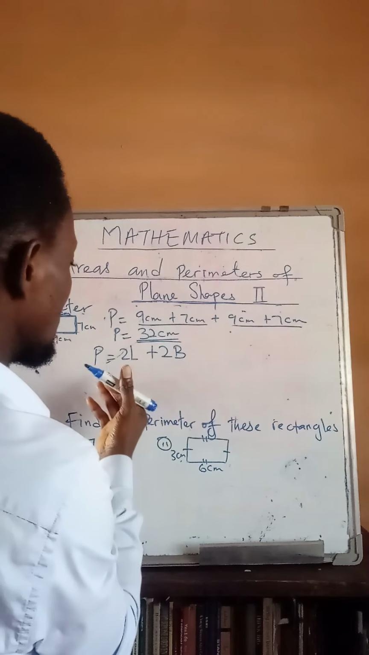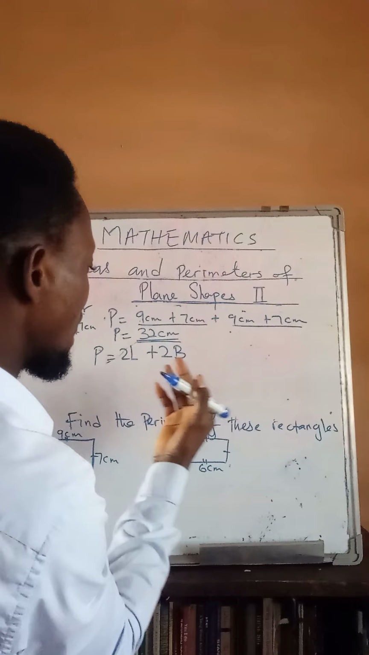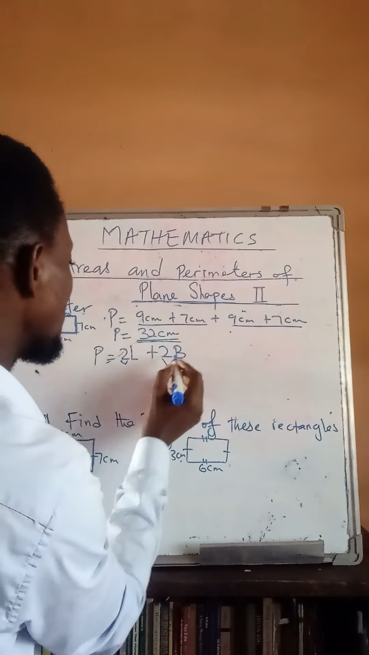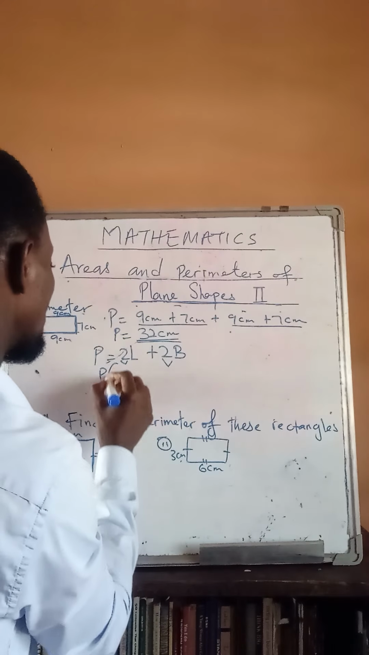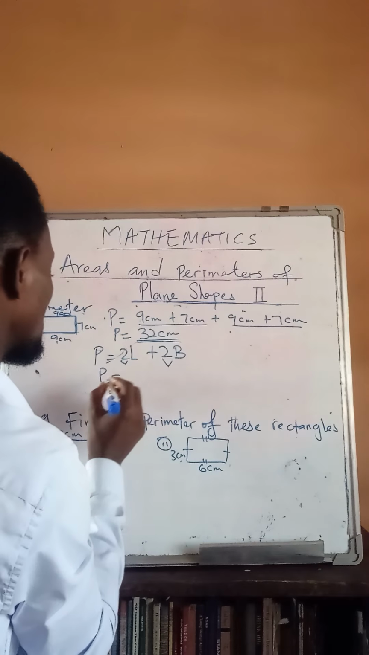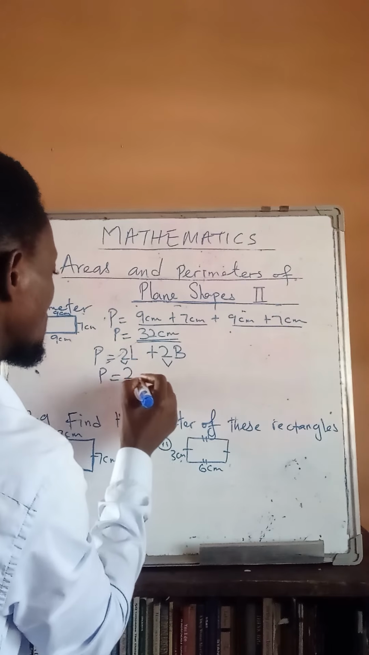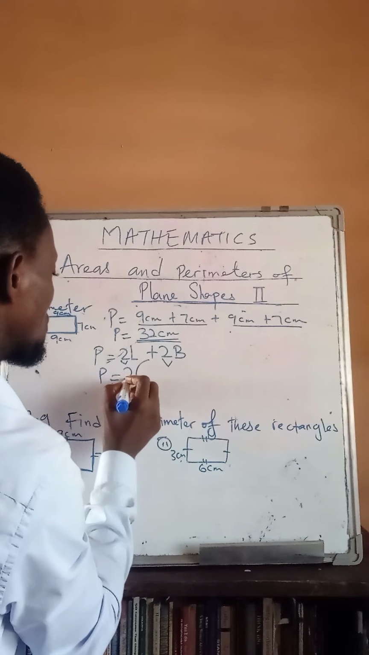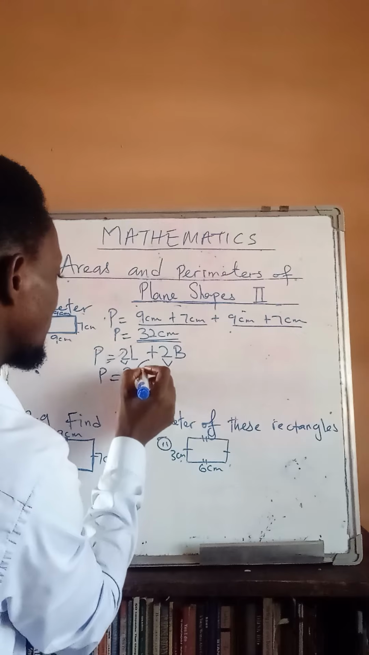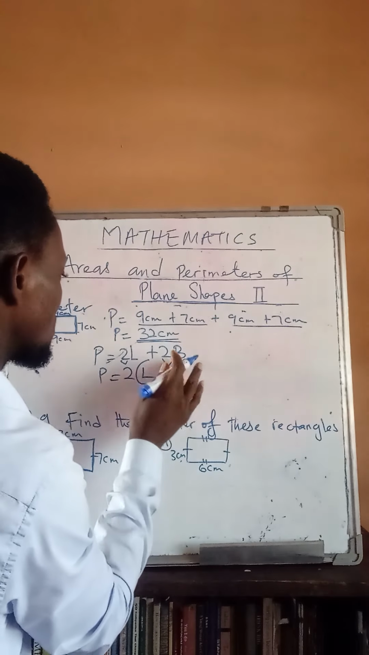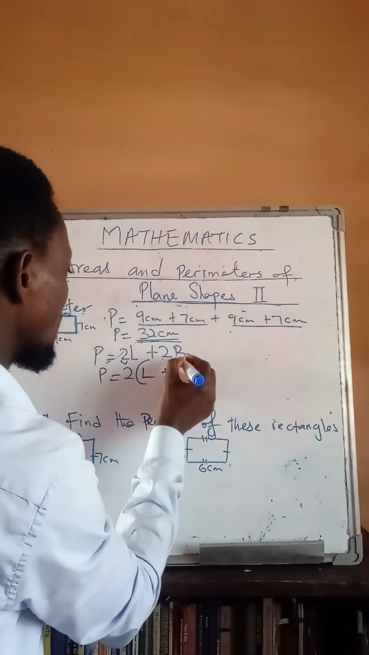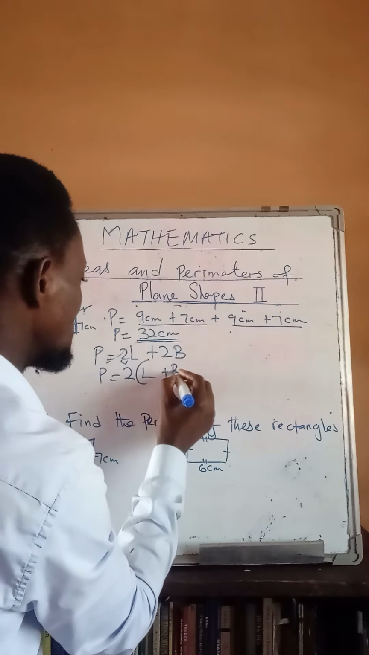But look at it. What is common? We have 2 common here, and 2 is also common here. So you bring out the 2 and take the factor. Perimeter, P equals 2, bring out your 2 and open a bracket. 2 divided by 2L, these 2 will cancel these 2, then we have L left. Plus 2 divided by these 2 gives 1, then we have B left. So P equals 2(L + B).